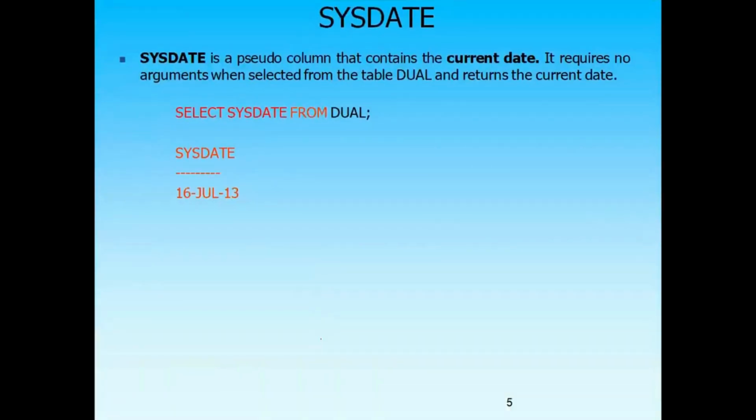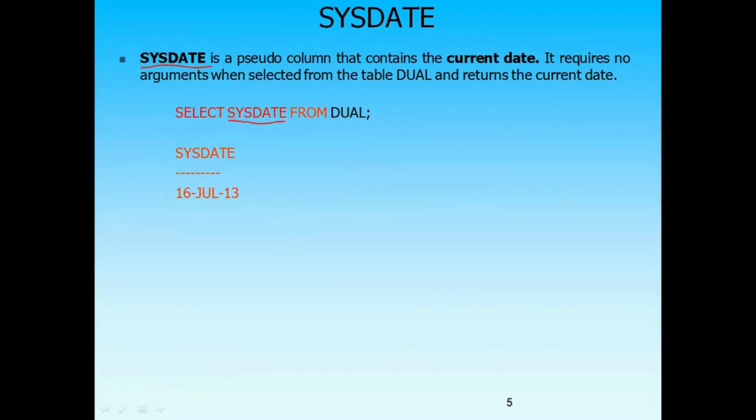Similar to the dummy table, Oracle has a pseudo column. This pseudo column name is sysdate. Sysdate is the pseudo column that contains the current date. It requires no arguments when selected from the dual and returns the current date. So like the dummy table, there is a pseudo column, that is sysdate.